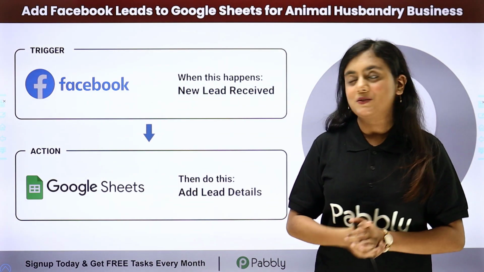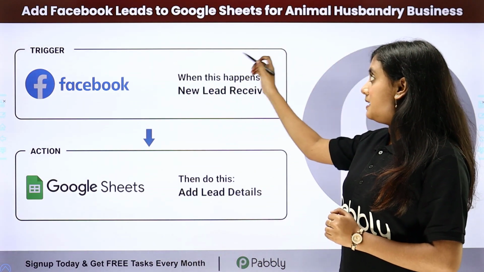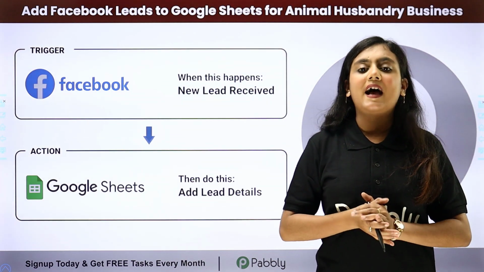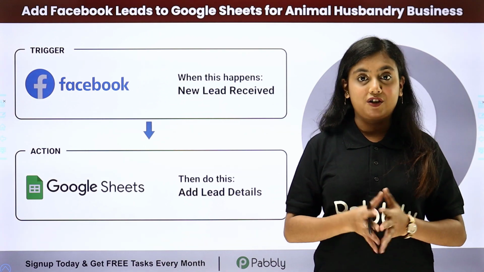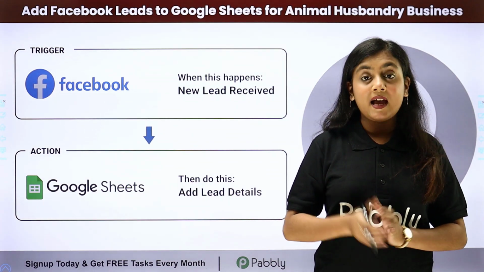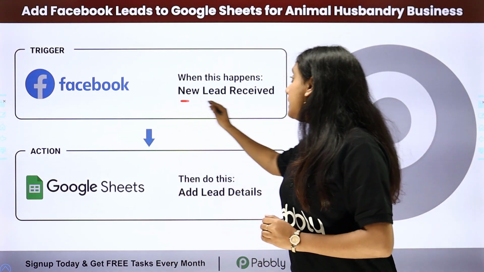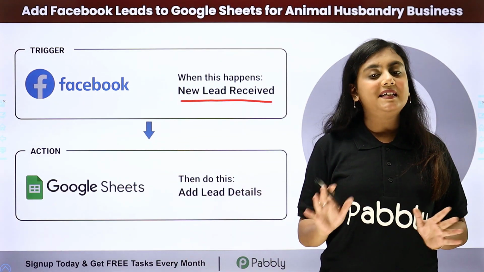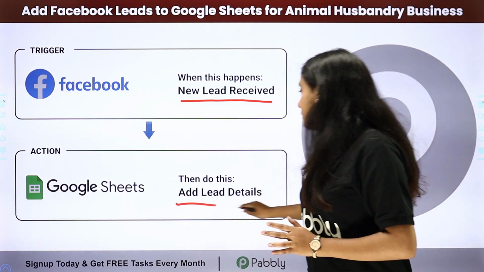In this video, we're going to learn how to add Facebook leads to Google Sheets for an animal husbandry business. I am the owner of an animal husbandry business, Livestock Junction, and I am promoting my business with the help of Facebook lead ads. I want that whenever a new lead is generated in my Facebook lead ads, all the details of that lead should automatically be added to my Google Sheet.